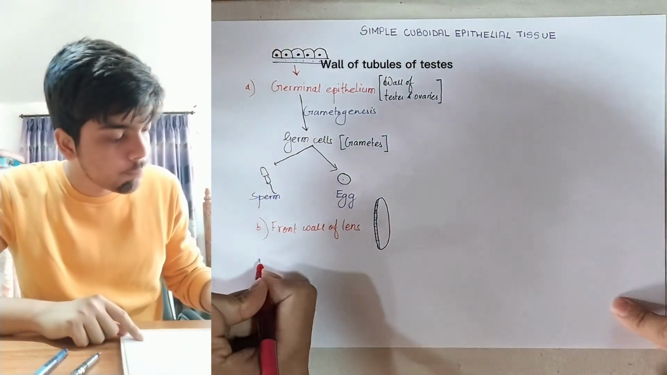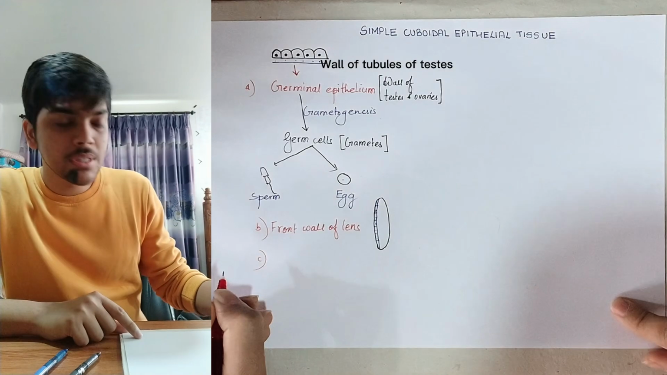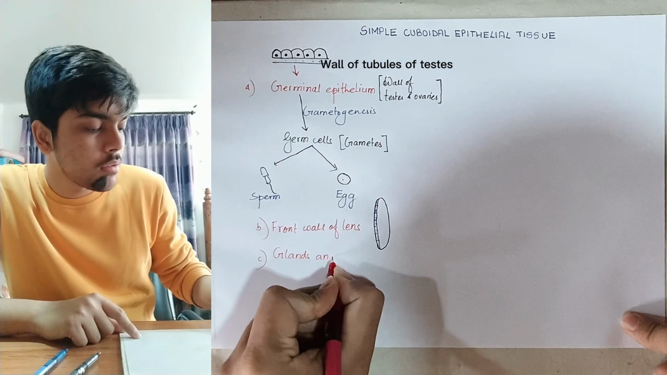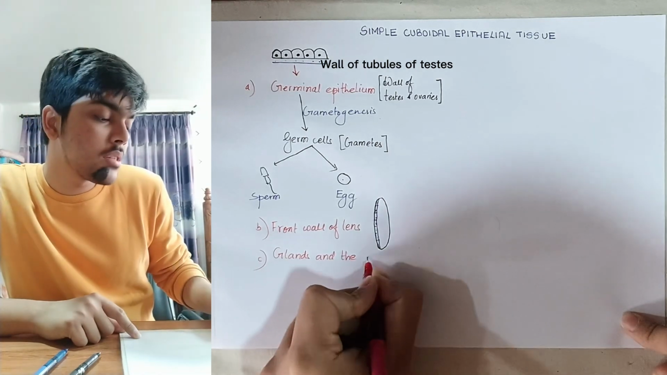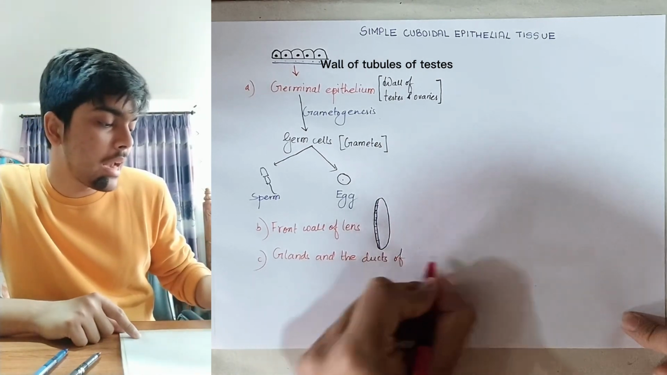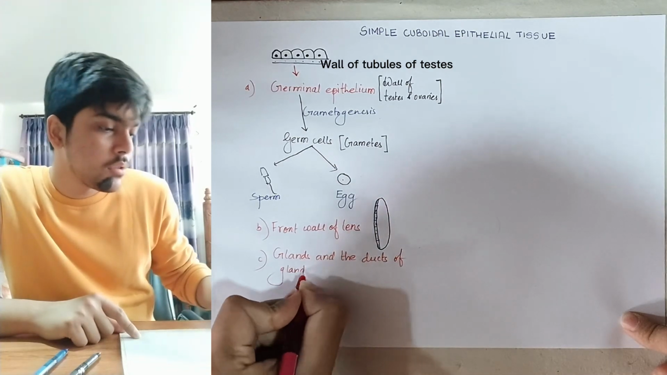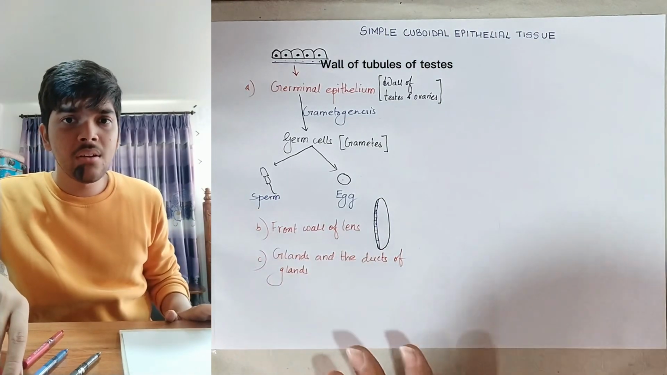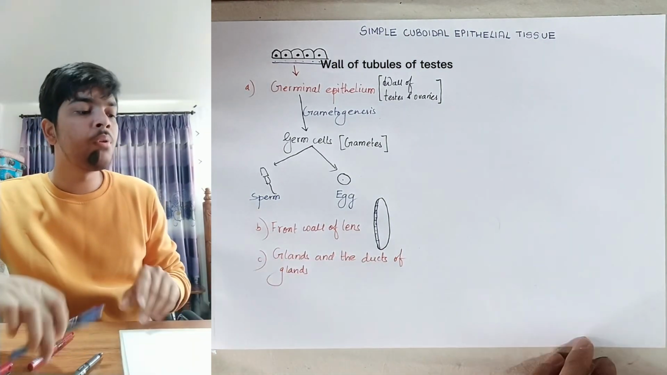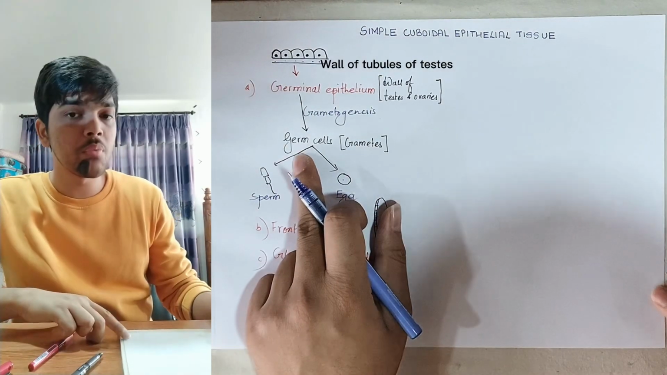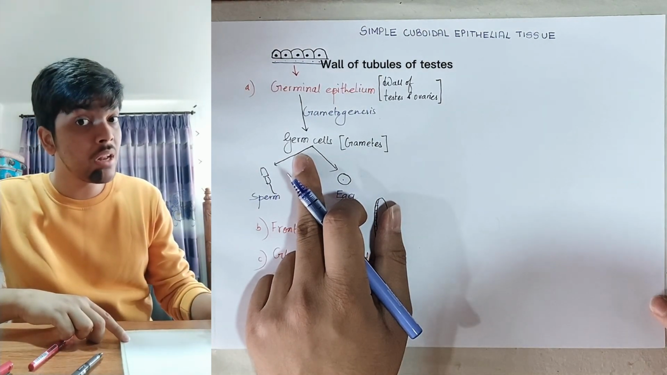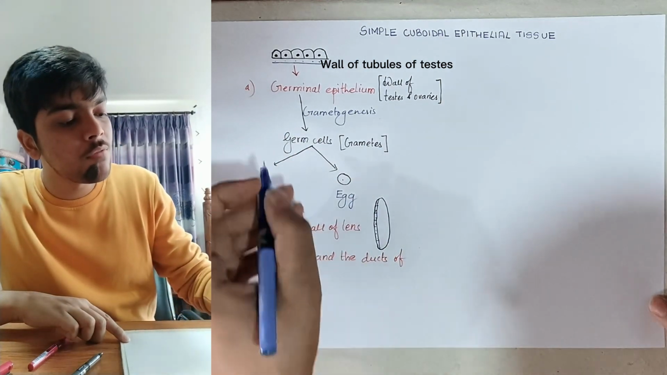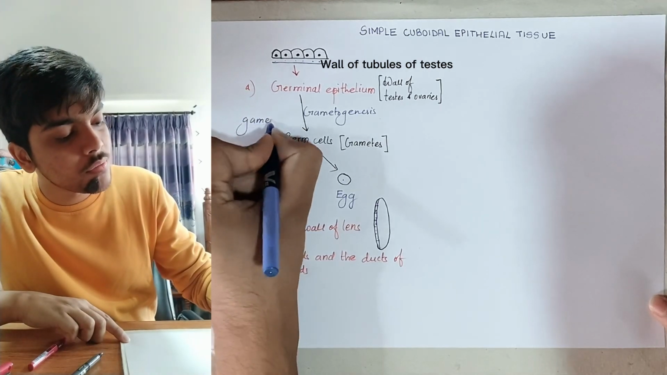Next, number C. Simple cuboidal epithelium is also found in some glands and the ducts of those glands. On the basis of where the simple cuboidal epithelium is found, we can determine its function as well. For example, the presence of simple cuboidal epithelium in germinal epithelium shows that it is responsible for gamete formation.